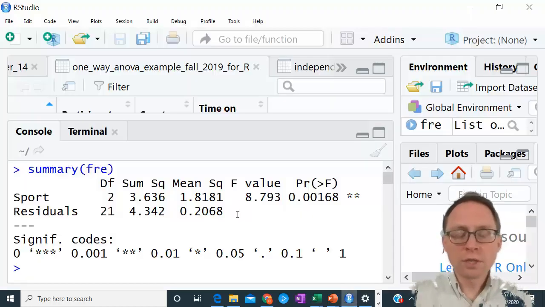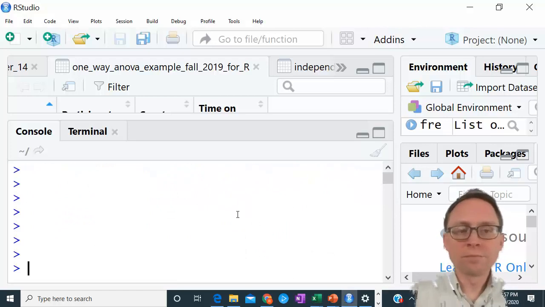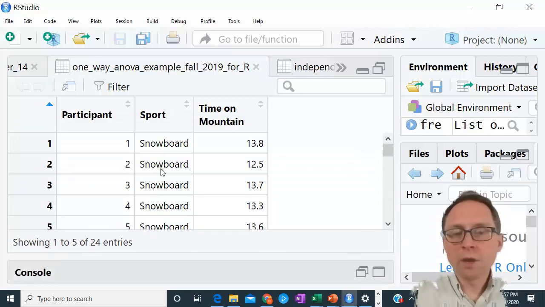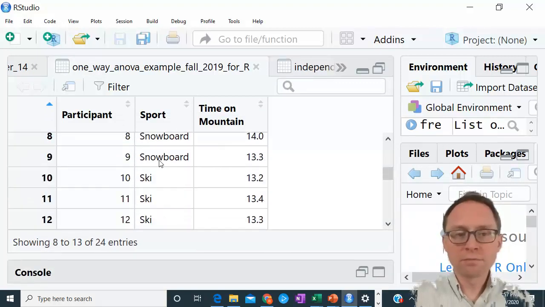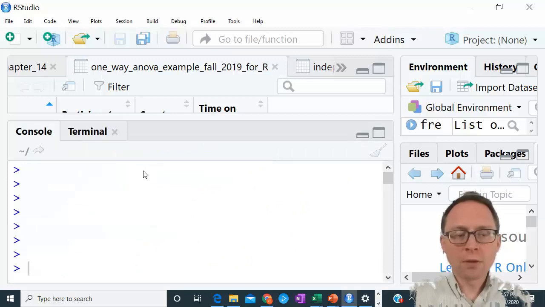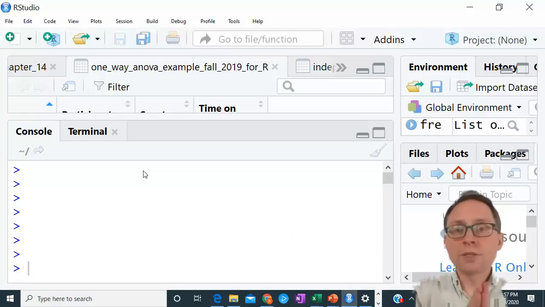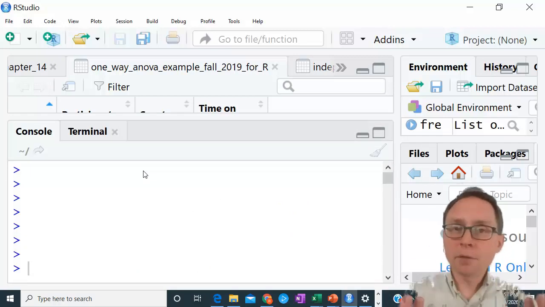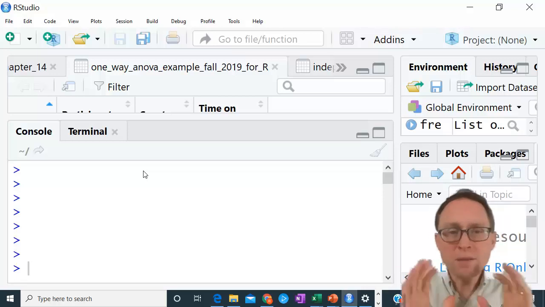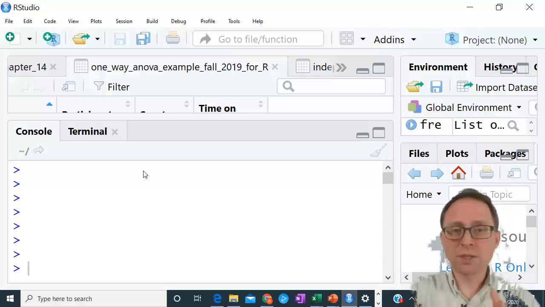So this is RStudio. I already tested it out, but here are the data that I've already imported. Same stuff, right? Same stuff that we saw before, all 24 people and their time on the mountain, okay? Now, to run an analysis of variance, you have to create what's called a model. Now, you can name each model whatever you want. You can't reuse the name, but literally you can call it anything you want. So some people, they often say model one, etc. I don't care what you call it. RStudio doesn't care what you call it.